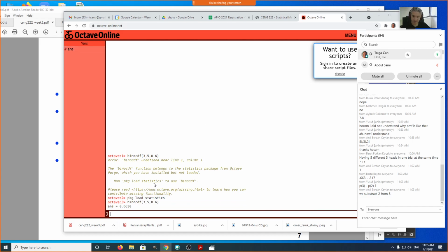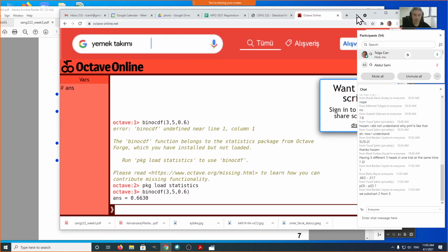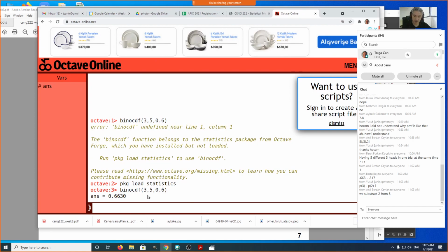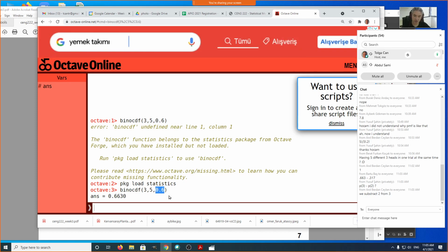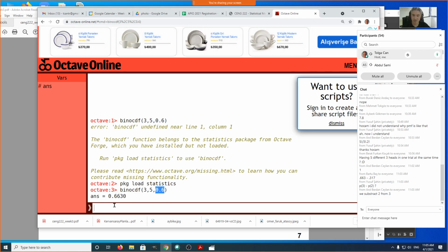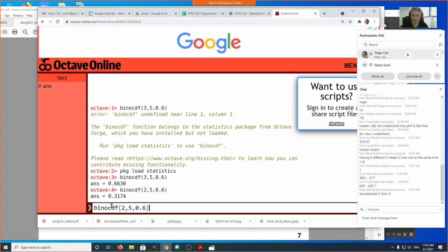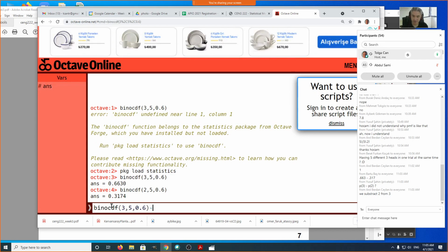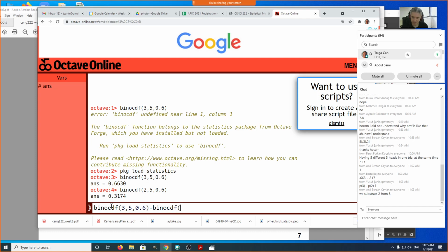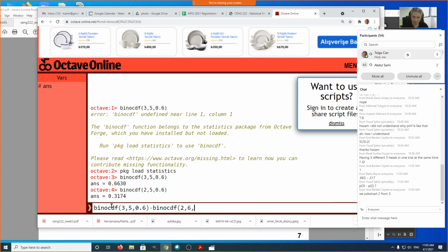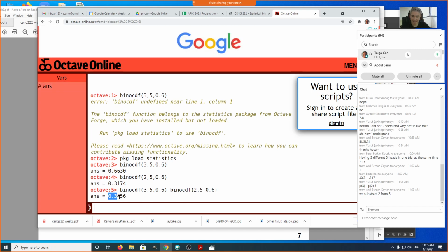Yeah, 0.663. Can I zoom in on this? After I load the package, this is the CDF of 3, when n is equal to 5 and the success rate is 0.6. These are the two parameters that are given. You get this one, and if you look at 2, you get this. By subtracting one from the other, you can get the probability to obtain exactly 3 heads. Oh, there's also PDF.